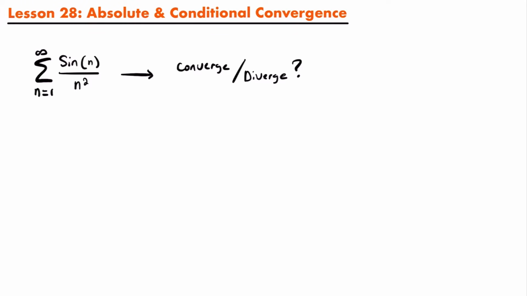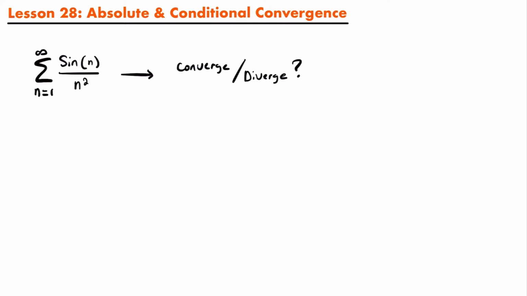For example, take a look at this series right here. We have the sum from n equals 1 to infinity of sine of n divided by n squared. This is a series for which the divergence test would be inconclusive, and so we would be left to use some of our other convergence tests to determine if it converges or diverges.